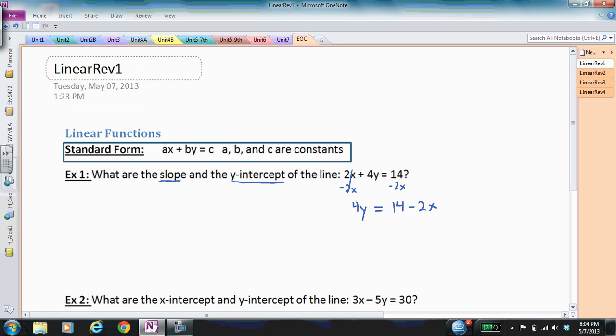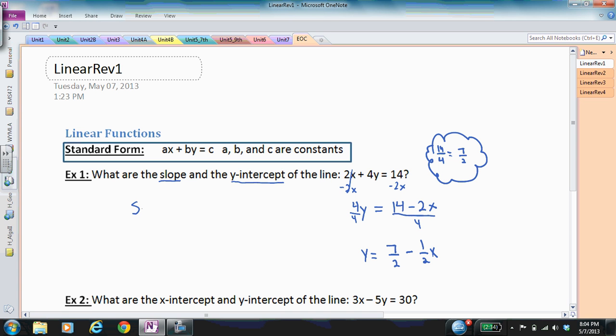So anyways, here we are. We're solving for y. We subtracted 2x from both sides. 4y equals 14 minus 2x, and I'm going to divide both sides of the equation by 4. So I get y equals 14 over 4, that simplifies to 7 over 2, so y equals 7 over 2, and then 2 over 4, that's 1/2 x.